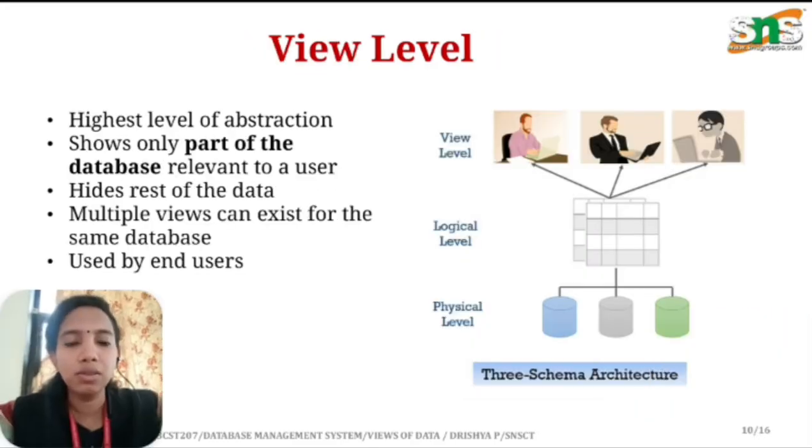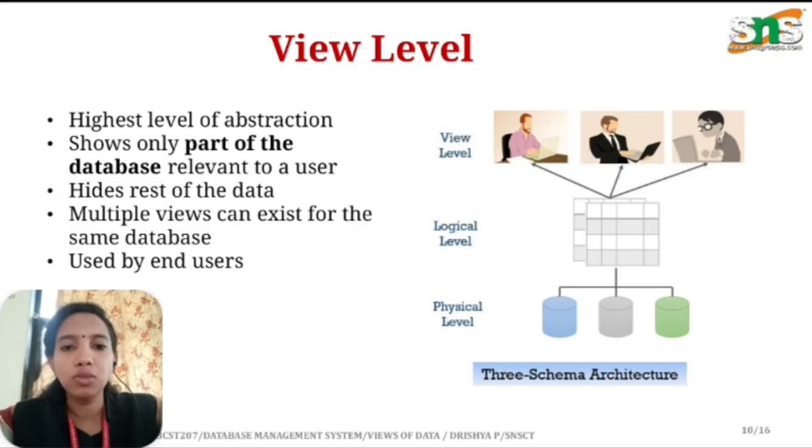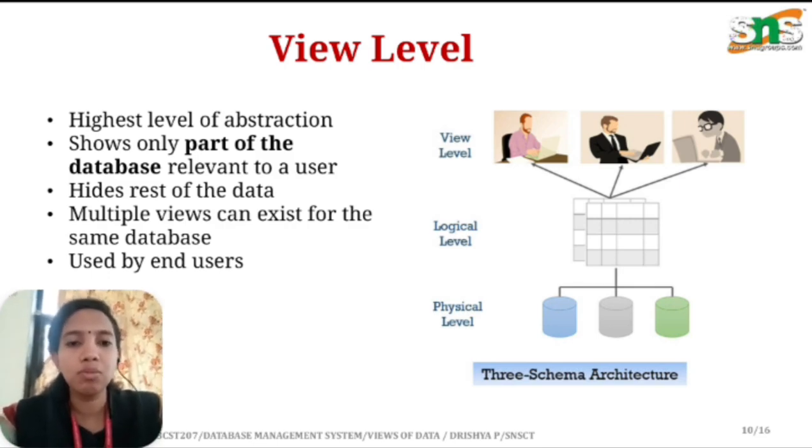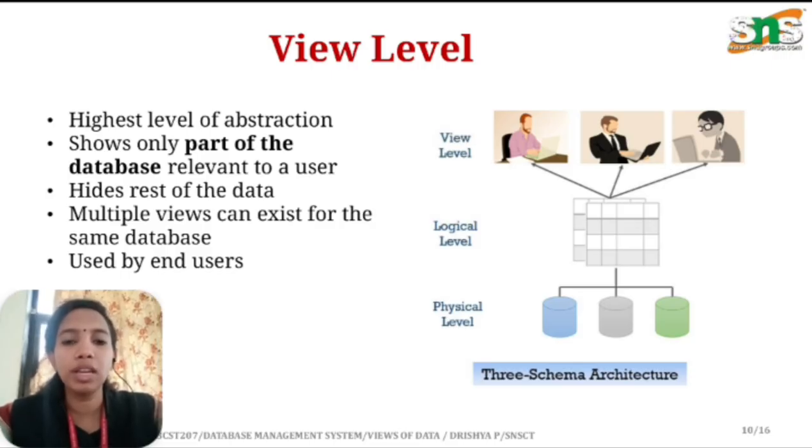The next is the view level. It is the highest level of abstraction and shows the part of the database relevant to the user, hiding the rest of the data. Multiple views can exist for the same database. The view level is used by end users. Suppose in an ATM machine I am making a money transaction, and I don't know anything about the background working of that ATM machine, so I am the end user.